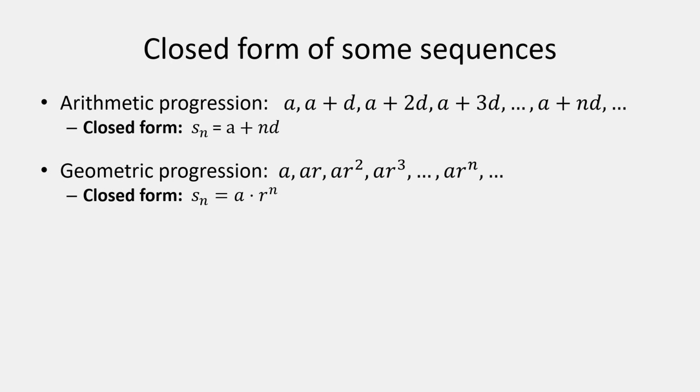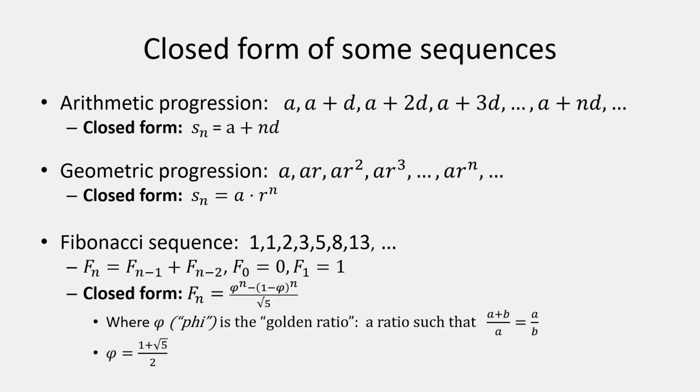But what about the Fibonacci number? Does that have a closed form? It does have a closed form, and it's a very interesting one. The closed form of the Fibonacci sequence is something that at first glance doesn't seem like it would have anything to do with a list of very well-defined natural numbers that the Fibonacci sequence is.